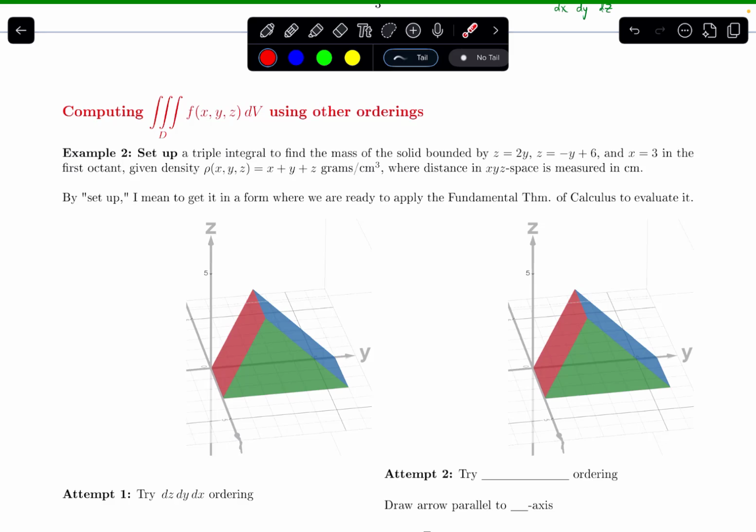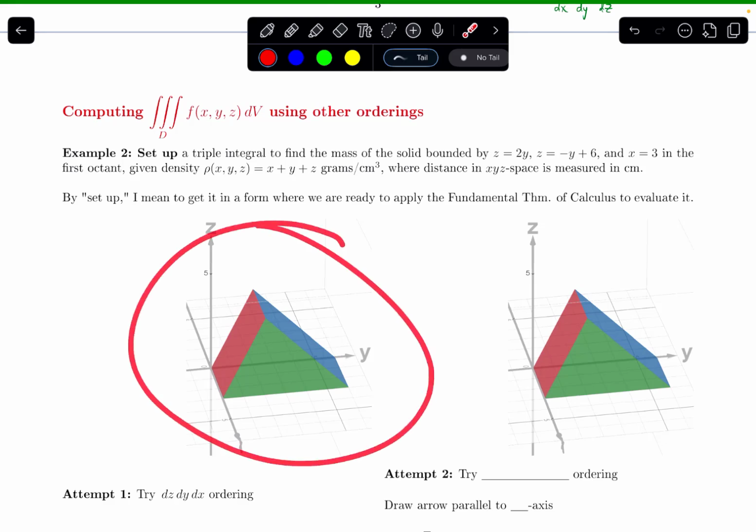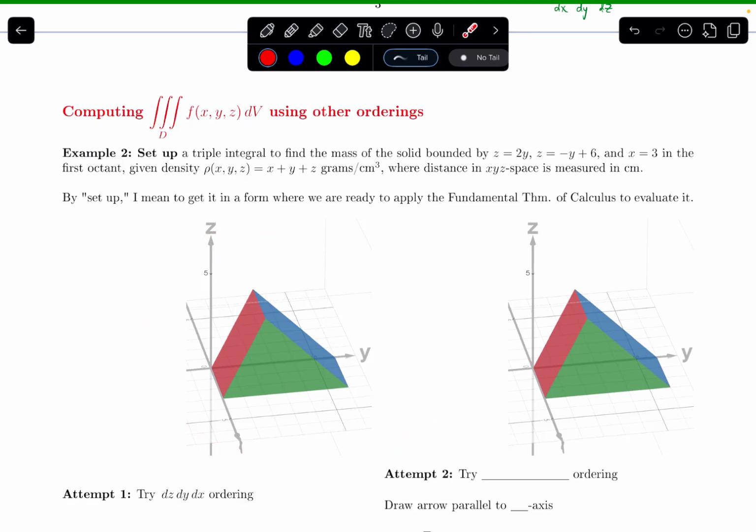Okay, so here's a graph of this region. But first, let's break down some terminology. The first octant is kind of like the first quadrant, but for 3 dimensions. It's the part of 3D space where x, y, and z are all positive. So it would be in this portion where x, y, and z are all positive.